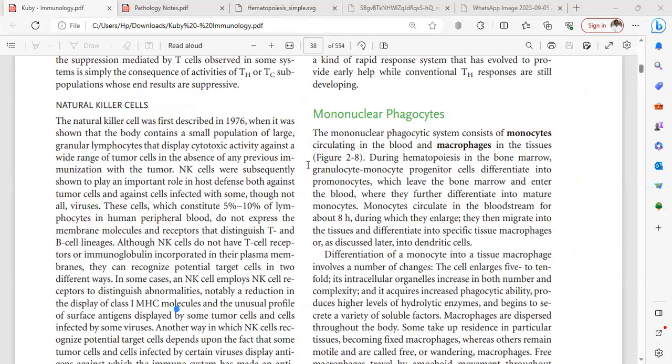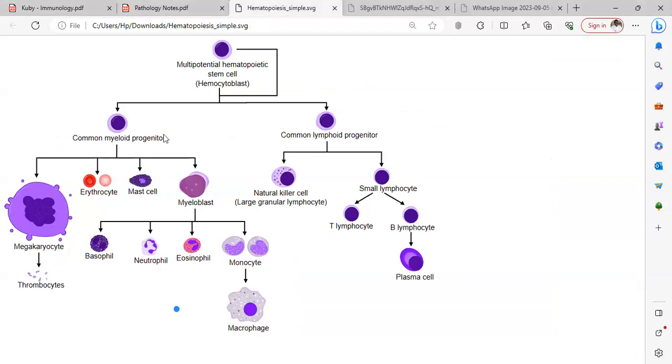So as a recap before we went for the break, we said that all cells have one common origin, which is the hematopoietic stem cell, and then they have different branches from the hematopoietic stem cell. We said that it can either go to the myeloid progenitor or the lymphoid progenitor. And for the lymphoid progenitor, we've talked about the natural killer cell and the small lymphocyte, which has the T and B lymphocytes. The T and B lymphocytes and the natural killer cells are cells of the immune system. So I've talked about those three.